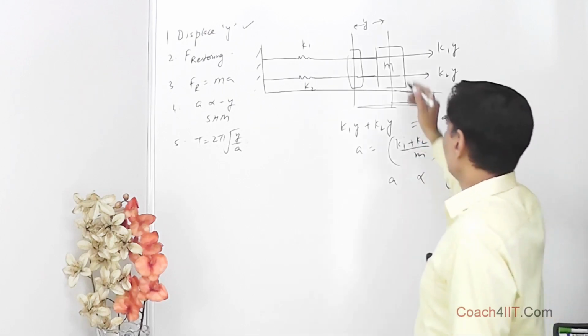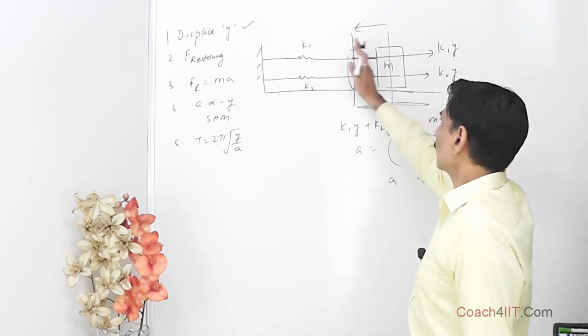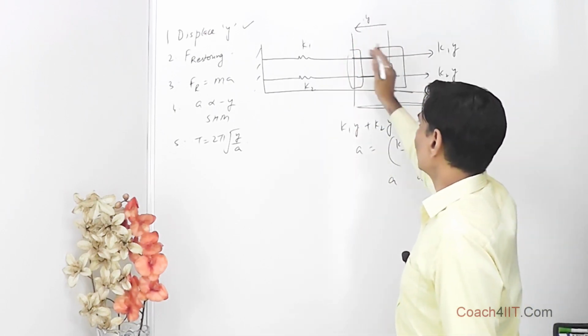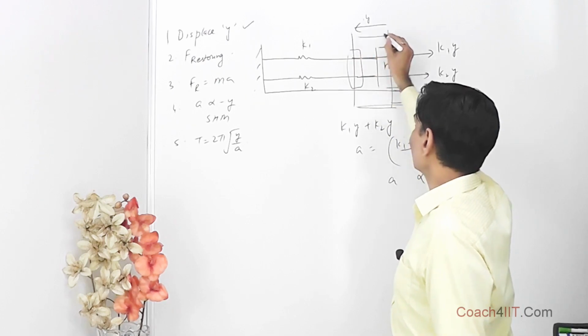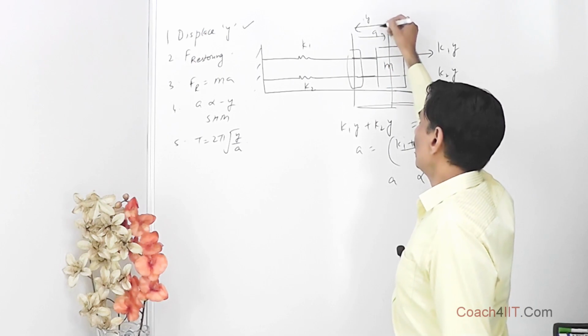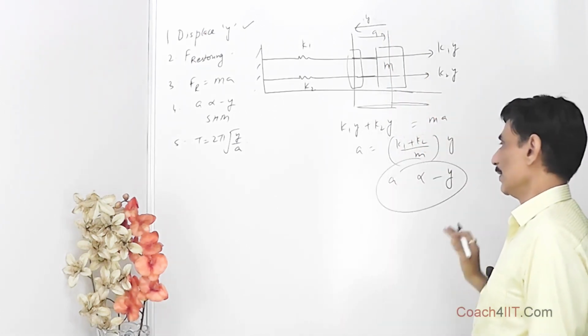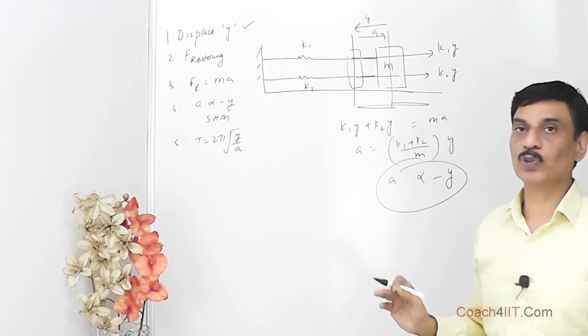We also see that we have moved the body in this direction. Displacement is in this direction. This has got compressed, so the restoring force is in this direction, and so acceleration is in this direction. So acceleration and displacement are oppositely directed. So we can say minus y. This is the necessary and sufficient condition to prove that this motion is SHM.